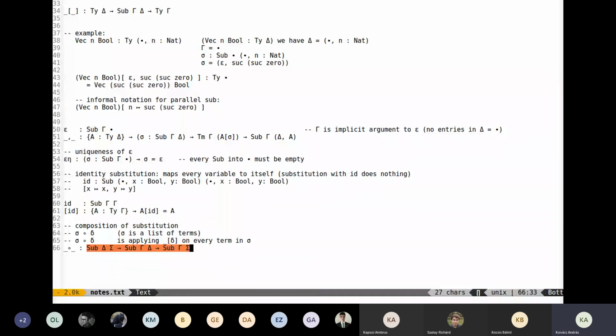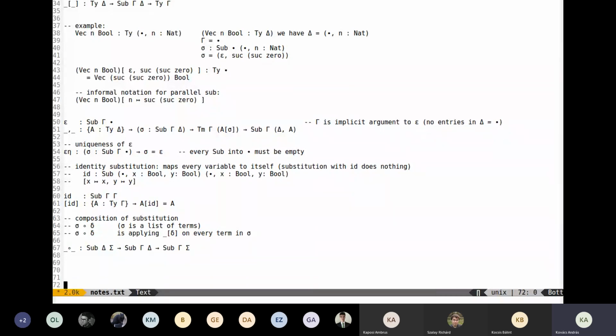And we can work out that actually this is going to have this type, but that will be maybe more apparent a bit later. Okay, so we have this composition, and we also want some equations. So we want associativity.